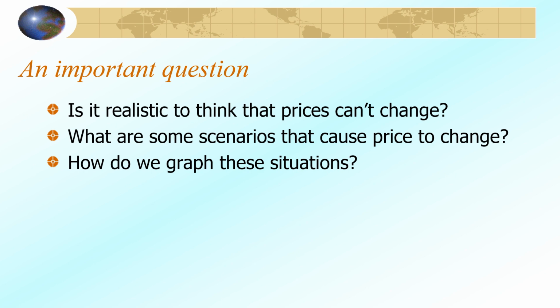Now, an important question is, based on this example, prices cannot change. There's only one equilibrium price, which cannot change. Now, let's think about this for a moment. Is it realistic to think that prices will never change? Are there some scenarios that we think about which might impact prices? So far, these scenarios are not captured in the model as we drew them. So now let's see how we can graph these different situations.